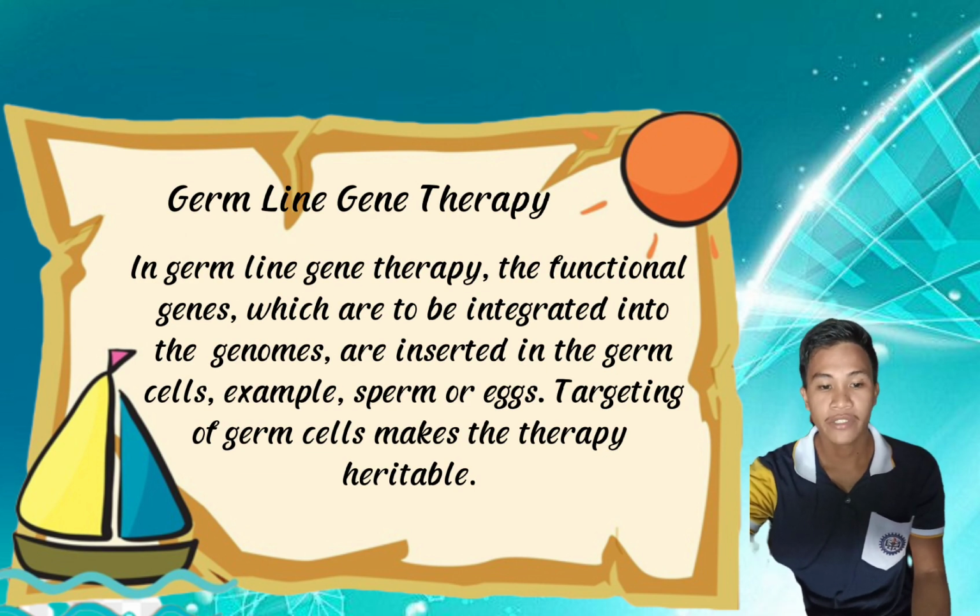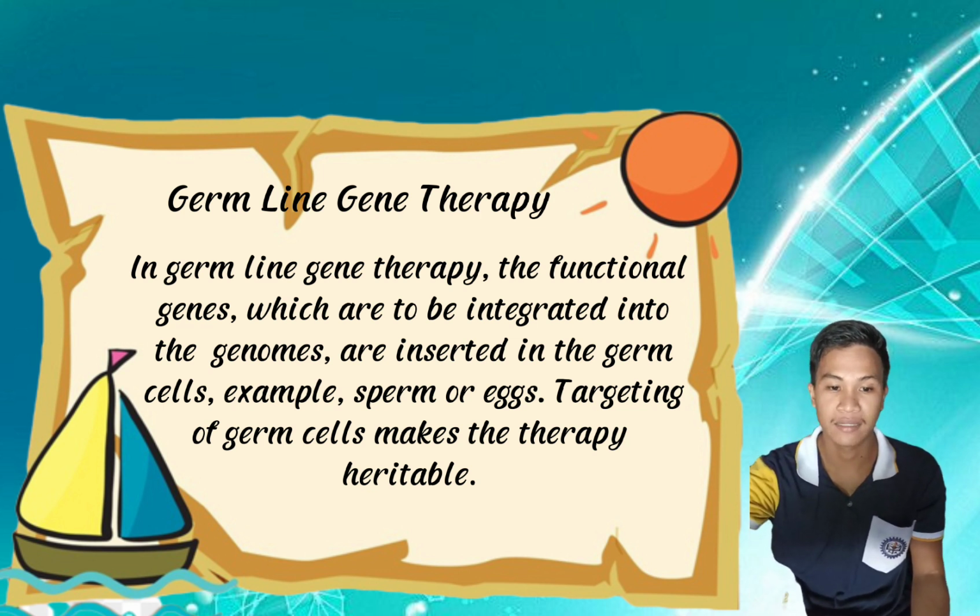Then, number 2, germline therapy. In germline therapy, the functional genes which are to be integrated into the genome are inserted in the germ cell. So, ito naman yung type of gene therapy na kapag yung DNA ay na-transfer sa cell na nagpo-produce ng eggs or sperm, so alam nyo na yun, ano? This type of therapy allows for the correction of disease-causing gene variants that are certain to be passed down from generation to generation. So, ito naman yung namamana. Okay.